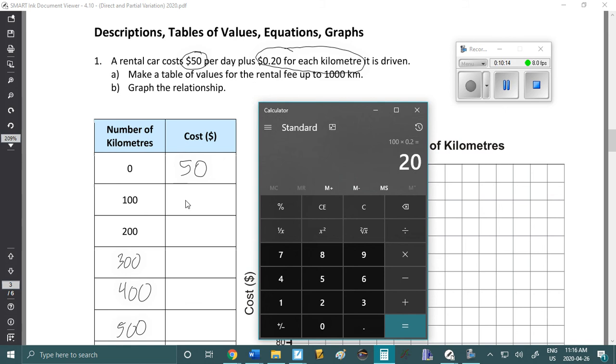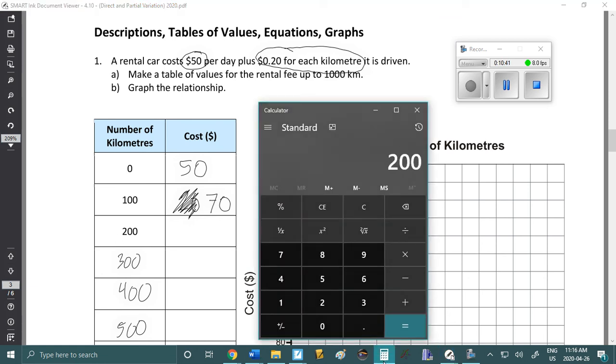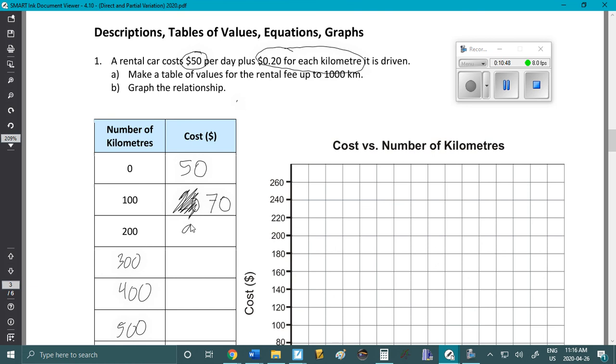Here's the second mistake you're going to make. You're going to write in 20 here. So that means that for no kilometers, it's 50 bucks. And then for 100 kilometers, it only costs you 20 bucks. But that can't be right. This has to cost more. So for the 100 kilometers, we pay another $20. We already paid 50. So now it's 70. What if we go 200 kilometers? Well, we do 200 times 0.20. So it's an extra 40 bucks on top of the original 50, so it's 90.